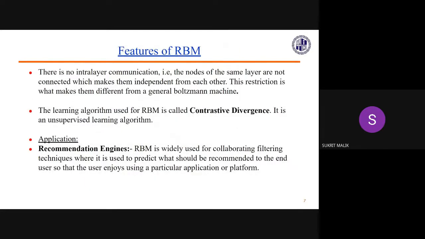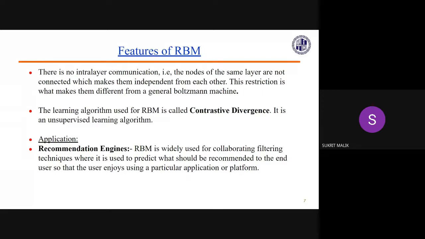Now moving on to the features of RBM. In a restricted Boltzmann machine, there is no intralayer communication. What it means is that the nodes of the same layer are not connected with each other and are hence independent from each other. This is what makes them different from any other type of Boltzmann machine. The learning algorithm used here is known as contrastive divergence, which is an unsupervised learning algorithm.